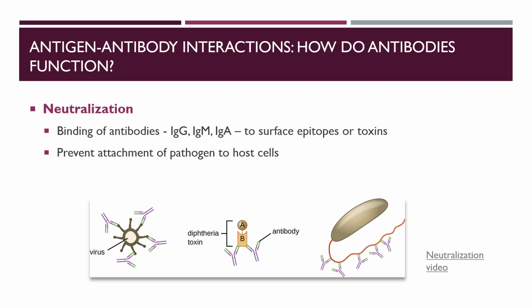So it can do that through neutralization. This is when we bind the antibody, either IgG, IgM, or IgA, to the surface of the epitope or to the toxin, and it prevents the attachment of the pathogen to the host. All right, so that's one way that we can get rid of that antigen. Remember, the antigen is anything that your body deems as foreign. In this case, we're assuming that it is a pathogen, right? And so it's floating around in your blood, and one of those antibodies attaches to it, and that keeps it from going after the host cell.